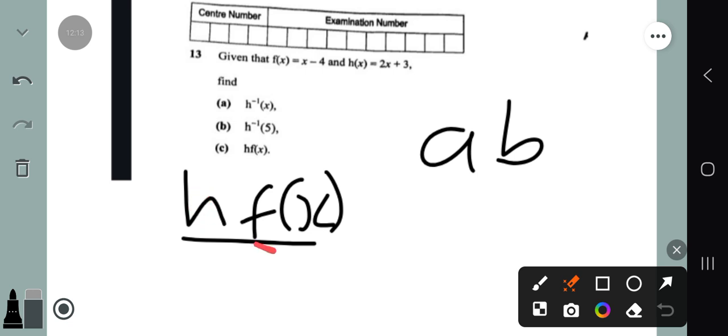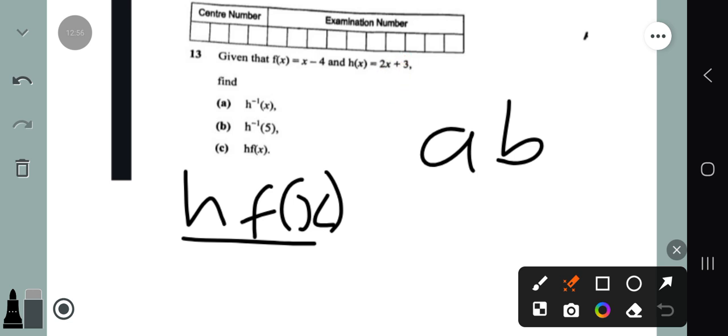So that means the function of f, I'm going to put the function of f into h where there is x, right? Now, what is the function of f? The function of f is x minus 4. What is the function of h? 2x plus 3. So it means where there is x here, I'm going to put x minus 4, right? That's what it means. hf of x means f is inside h. So the function of f, in this case x minus 4, is going to be inside h(x), where there is x here.